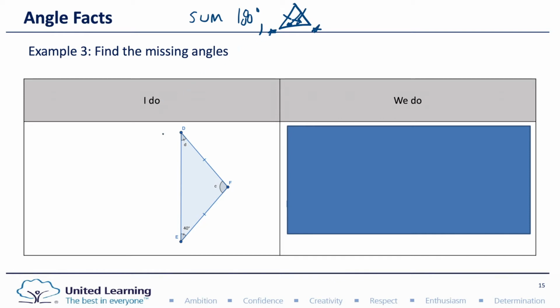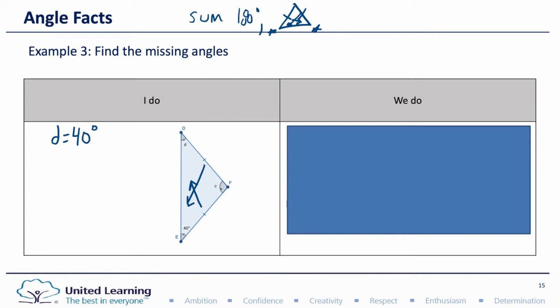So this first question, I'm going to do this one. So just sit back and take a look. I'm noticing I have an isosceles triangle. These two sides are the same. Therefore, the angles across from those congruent sides will also be the same. If this interior angle is 40, that means D must also be 40. So let's start with that. So D equals 40 degrees.